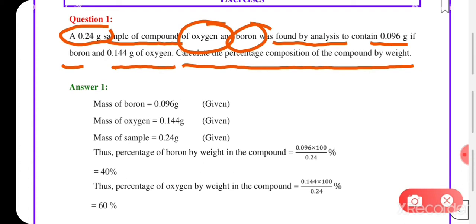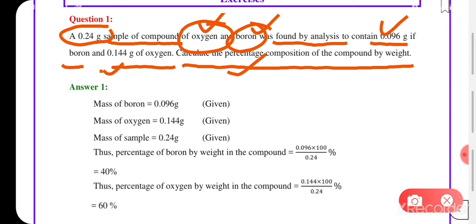So what you have to calculate is the percentage of the composition, meaning what all things are there in this sample. You already know there is oxygen and there is boron. You have to find the percentage of it. The boron weight is given as 0.096, and for oxygen it is 0.144. You have to do the simple mathematical calculation to calculate the percentage.